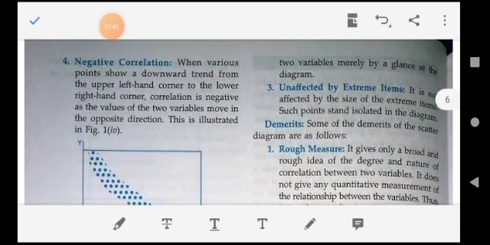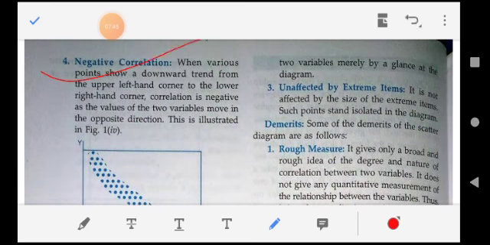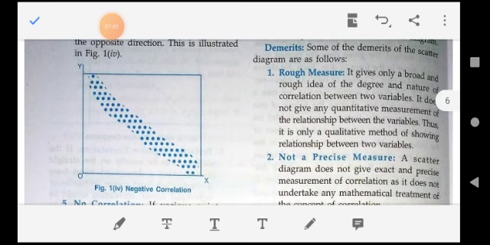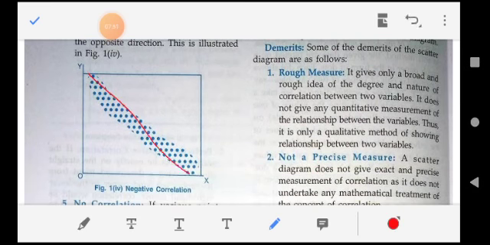Fourth one is negative correlation. Here again, these dots are not on the straight line. One is increasing, another one is decreasing, but the dots are not on a straight line. So here there is a negative correlation, not perfect negative.